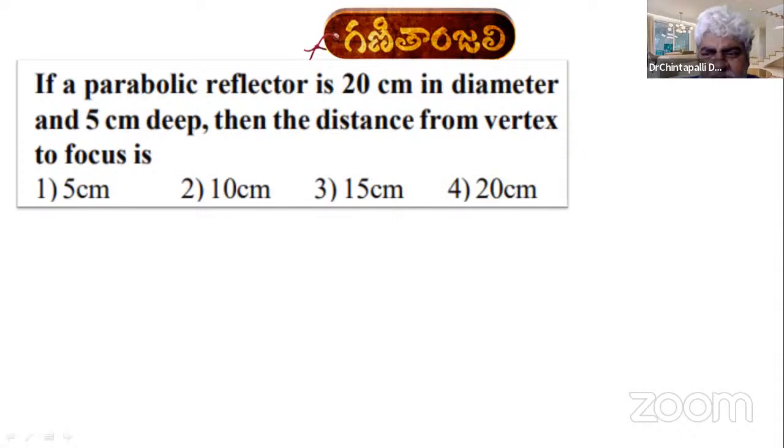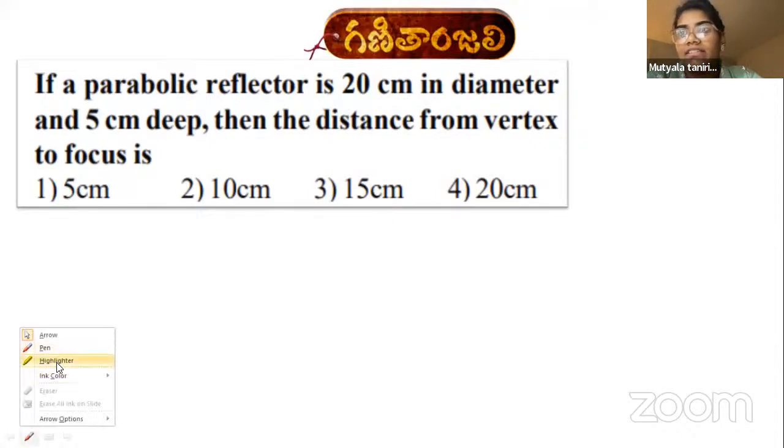Sureka, please read this question. If a dish is 20 centimeters in diameter and 5 centimeters deep, this is... Anyone can answer this question? What does it mean? What's the word? Vertex, focus, and what is a parabola?